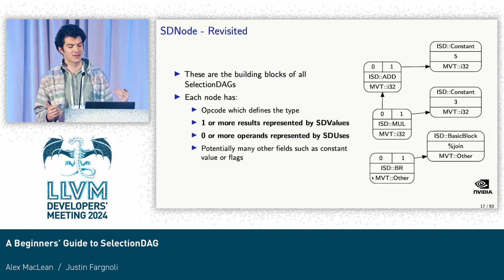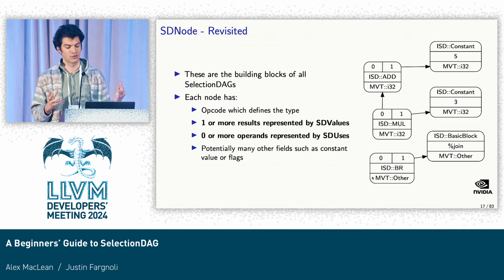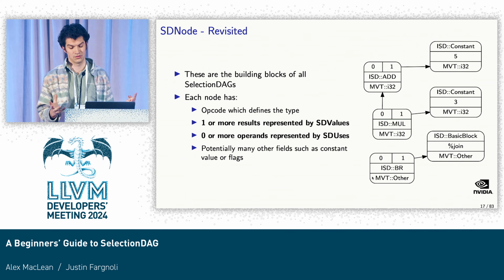So now if we go back to SD nodes, we can say a couple other things that they have. One is that every SD node has one or more results represented by an SD value. They also can have 0 or more operands represented by SD uses. So for example, the constants don't have any operands.